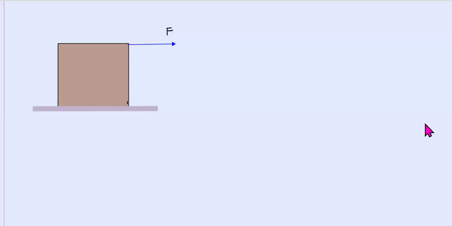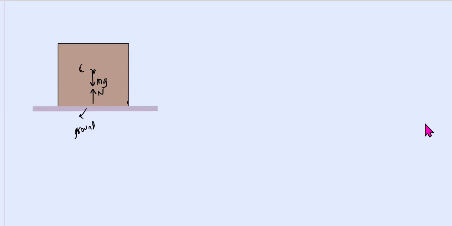Now, here I have taken a block. When I don't apply any force, basically what happens is, through the center of gravity or the center of mass, the weight mg will act. And the normal reaction by the ground, okay, this particular thing is the ground, will pass through the center of mass. Okay, this is the normal reaction.